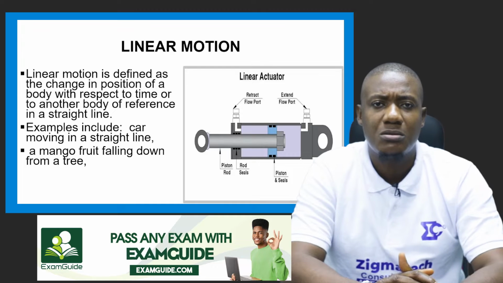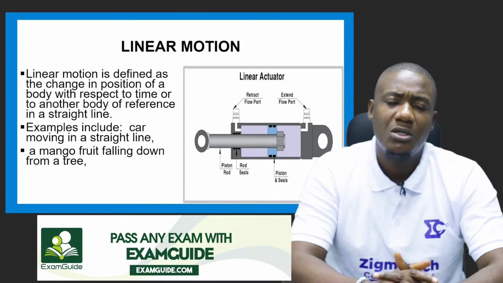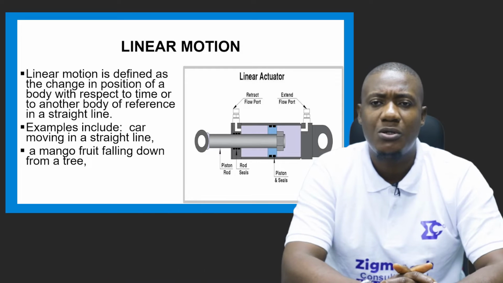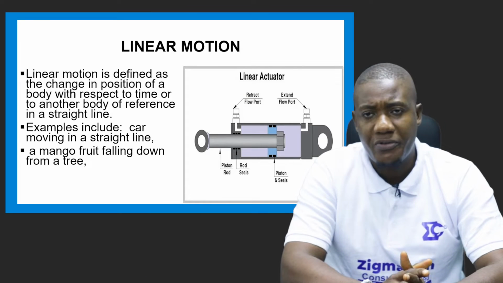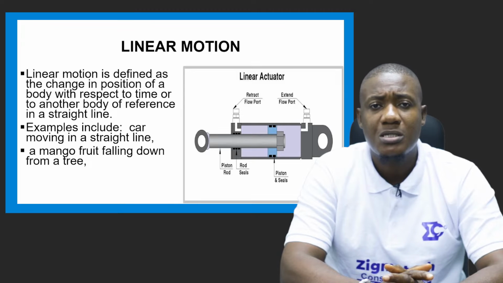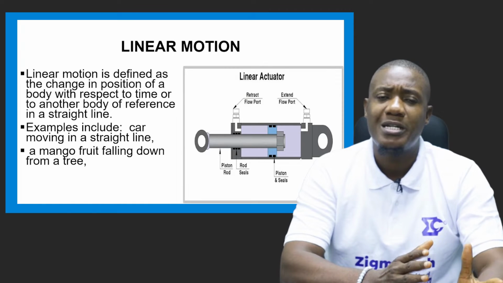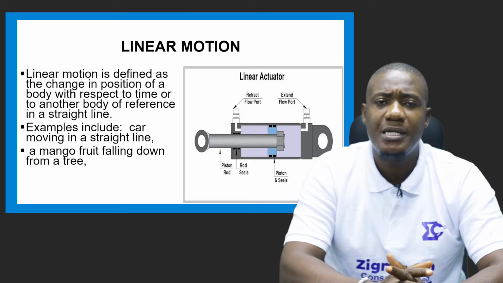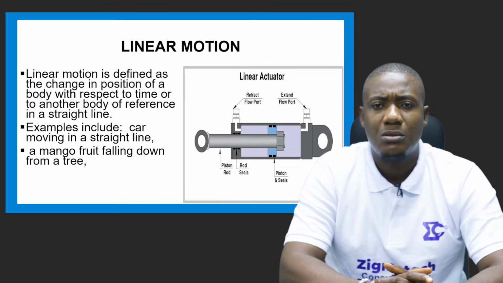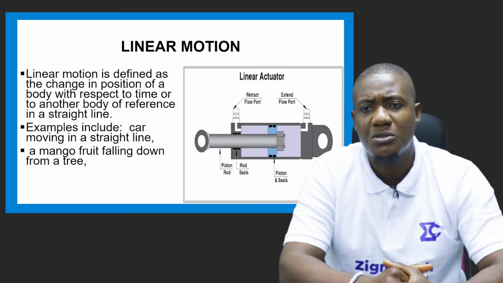Linear motion is defined as the change in position of a body with respect to time or to another body of reference in a straight line. In other words, the movement of a body in a straight line is called linear motion. Right? There are different examples of a body performing linear motion.